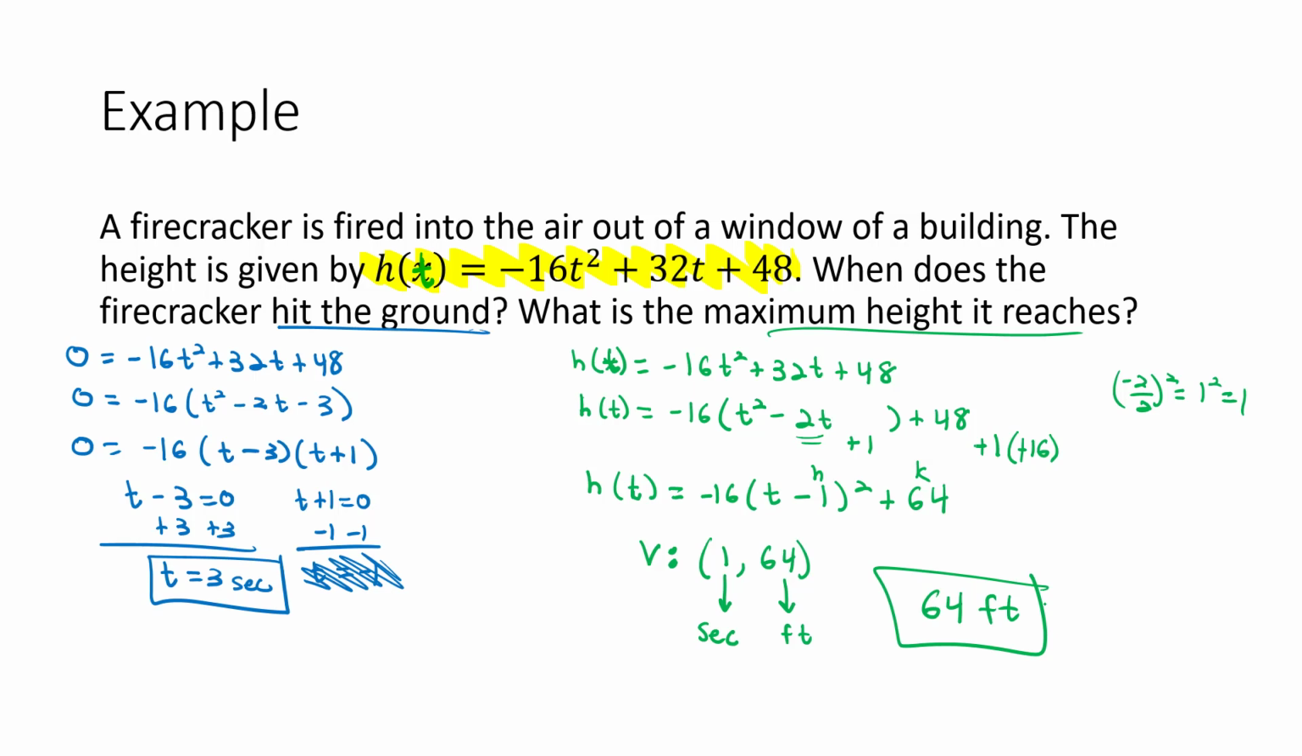So with these application problems, what we're really looking for, if we want to hit the ground, is generally our x-intercept, when the equation equals 0. And if we want to know what the maximum height is or the minimum value is, that's generally going to be the vertex, which we can get into vertex form. We've been doing that for a couple days now.